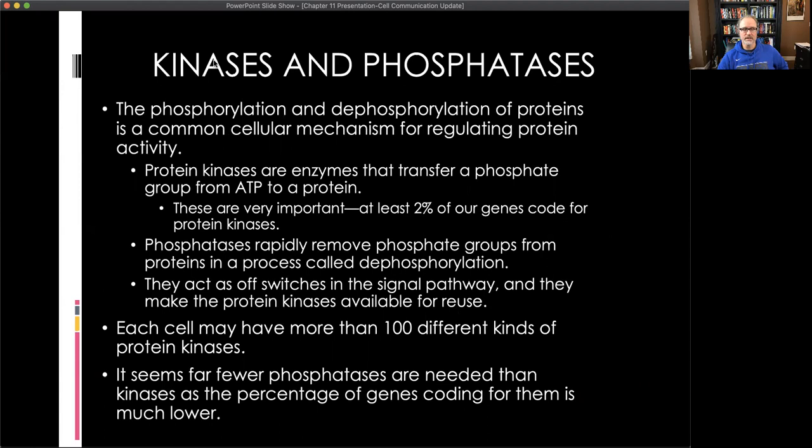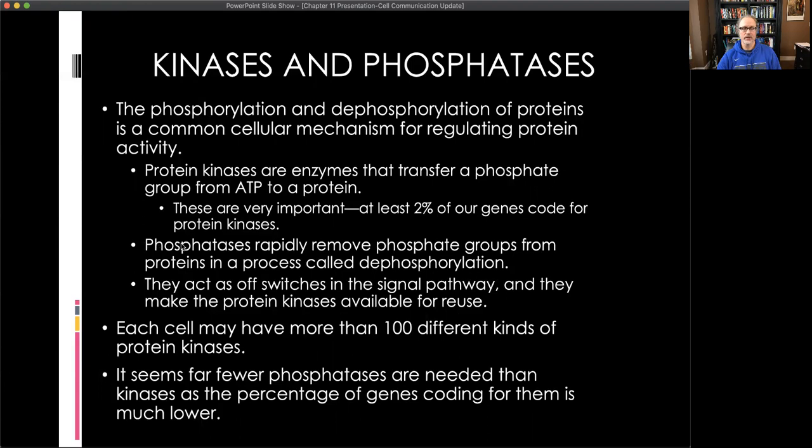We spoke briefly a second ago about kinases and phosphatases. Phosphorylation and dephosphorylation is one of the really common ways of regulating the activity of the cell and the signal transduction pathway. Protein kinases are enzymes that add a phosphate group from an ATP molecule to a protein, which activates it. They're really important throughout any cells, because at least 2% of our genes code for these protein kinases.